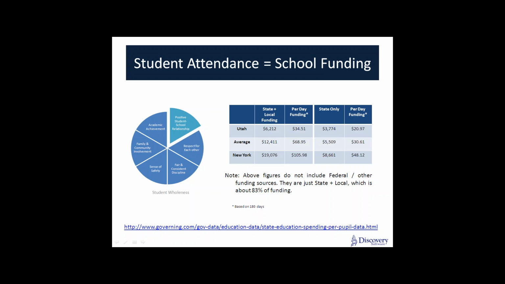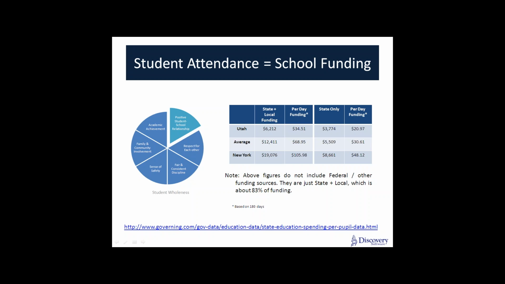In Utah, the state and local funding comes to $6,212 per year. Now that's from a couple of years ago because the statistics are always a little bit late. So the per day funding is $34.50, right? When a student misses school, that's how much money the school loses. In New York, it's $100. The funding is a little bit different in each state.